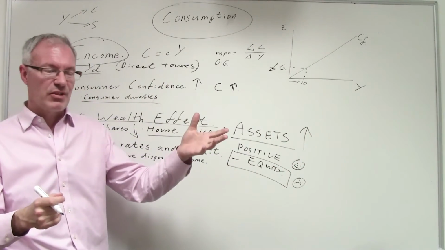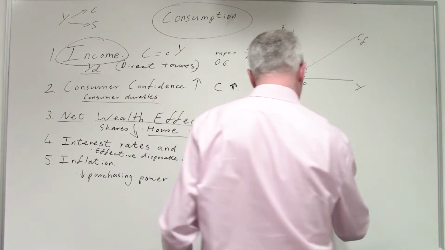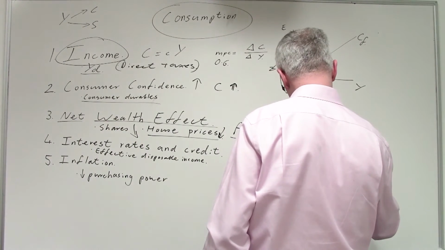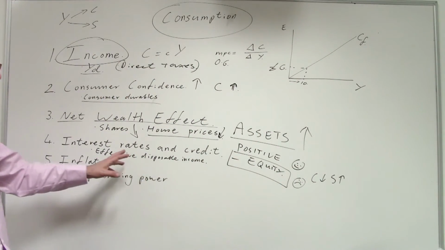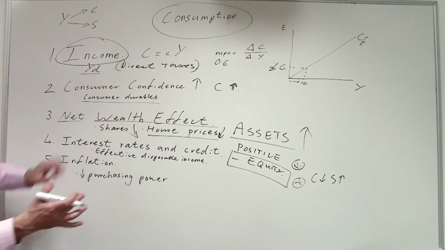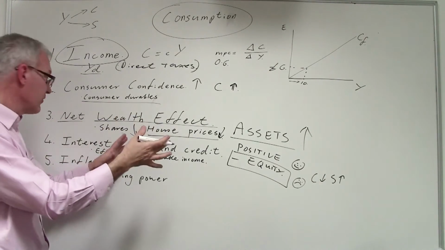Well, if you want to sell the house, you're going to have to save a lot, aren't you? So certainly people with negative equity will cut back on consumption and increase saving. So net wealth effects are significant.